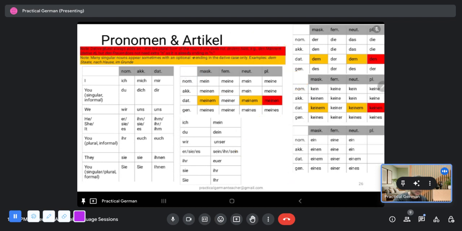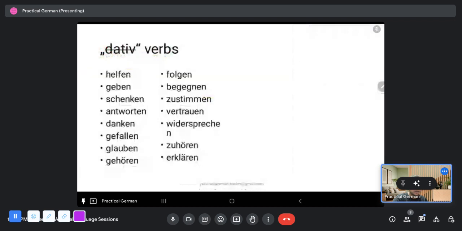Nominative, accusative, dative. Okay, so you have a subject, you have a verb, and you have an object. Normally, this is what a sentence is made up of. Okay, subject is almost always, I am not saying always, I'm saying almost always nominative.